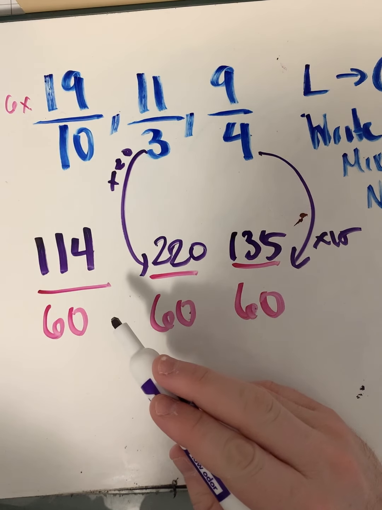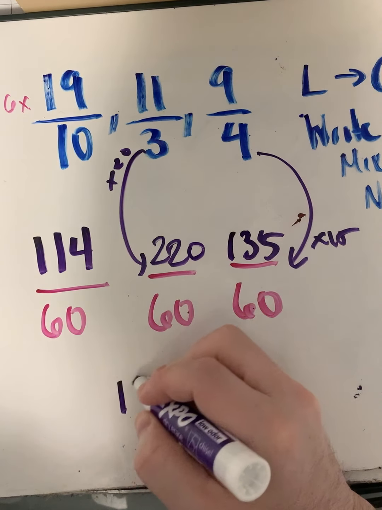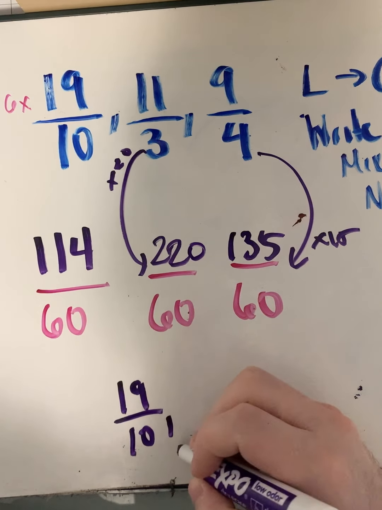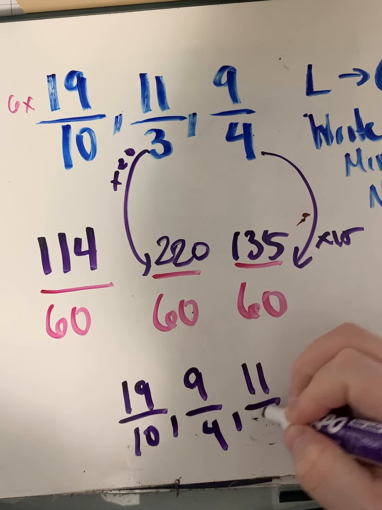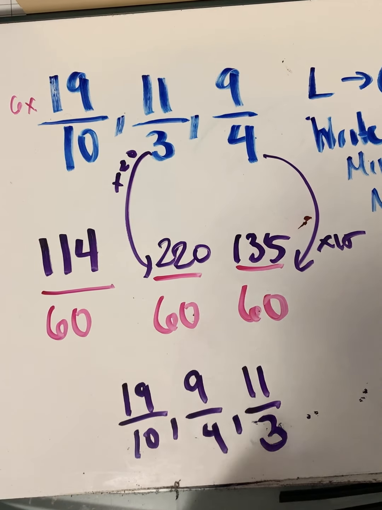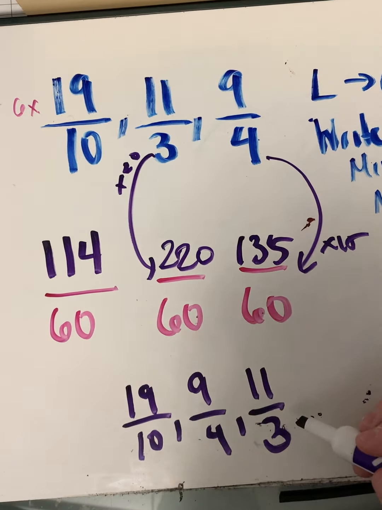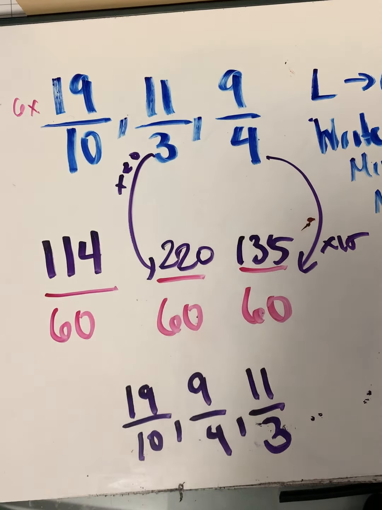So when I look at them, I say, okay, I've got all these denominators the same. I have to look at the top. What's the smallest number? Well, 19 over 10 is surprisingly the smallest number. Second smallest is 9 over 4, and then 11 over 3. That's part 1, right? That's my least to greatest. But I also asked you to write it as a mixed number. So let's take it to the next page and write them as mixed numbers.